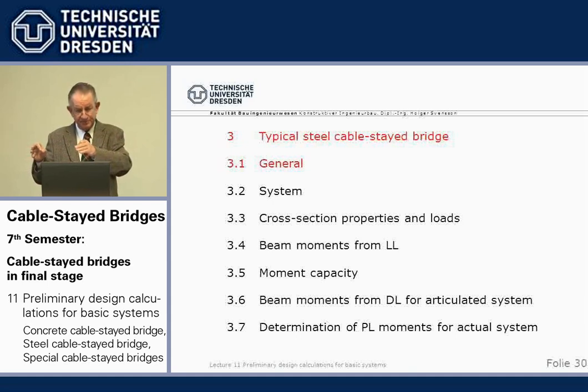And so we try to find a run-off moment under permanent loads for a steel bridge which, in combination, gives the minimum amount of steel. Well, how do we go about it? That's basically what I'm going to show you now.